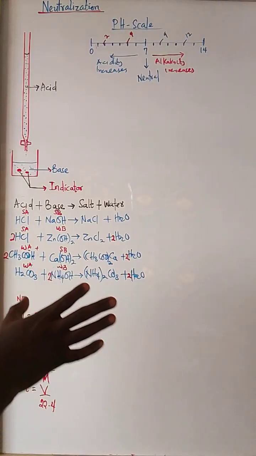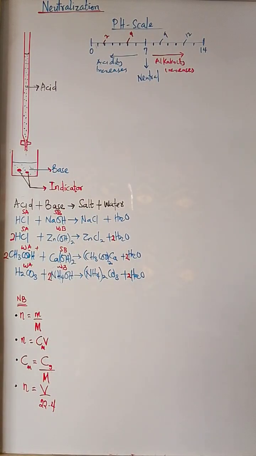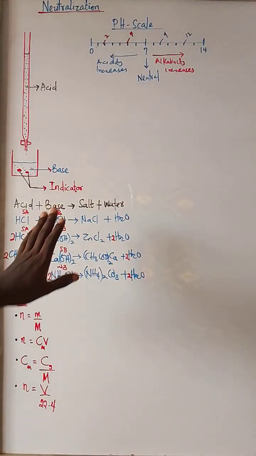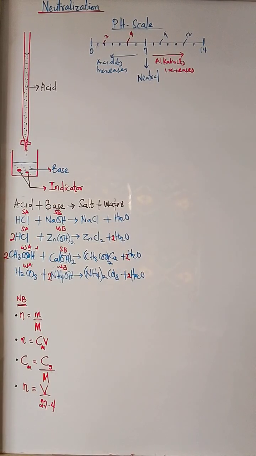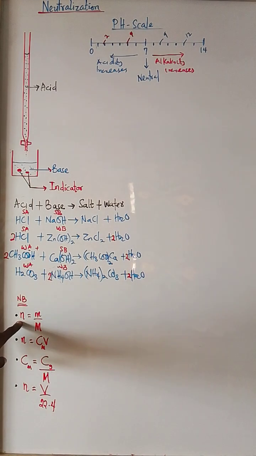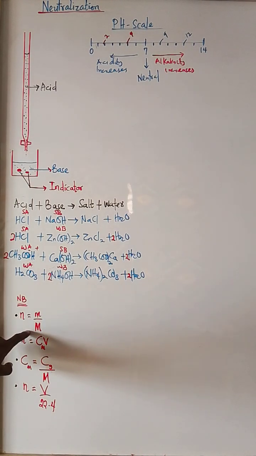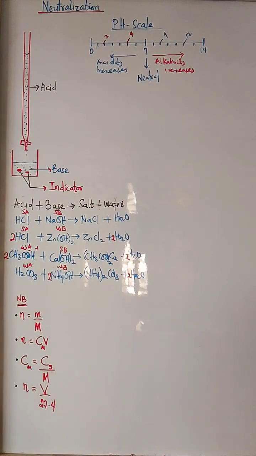So I explained the indicator and how the pH scale is gotten. But before that, let's do what we call qualitative analysis of neutralization reaction. Before we move on to that, let's revise this. Normally you should have an idea about it before. So this n is mole. Mole can be written as mass over molar mass, or atomic mass for an element. But for a compound it's mass over molar mass.